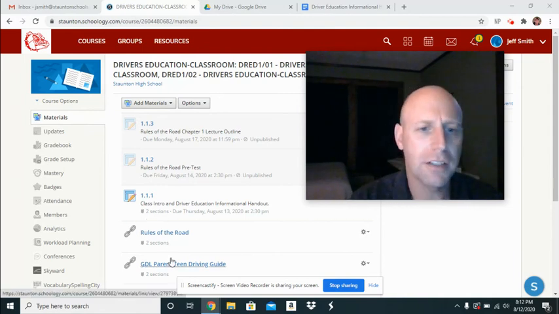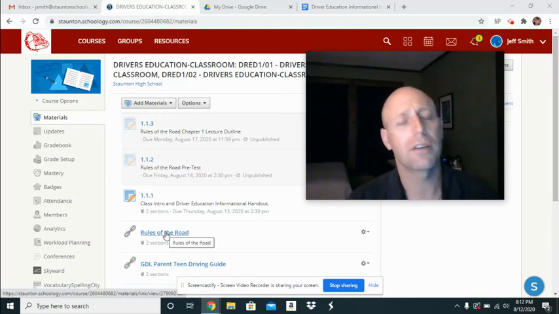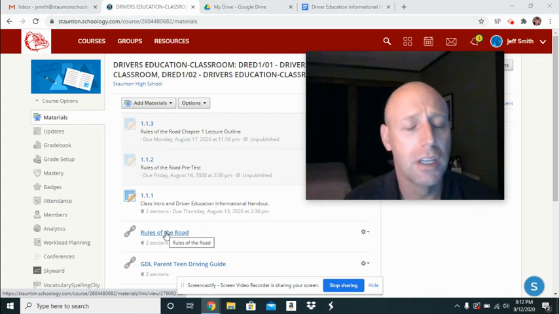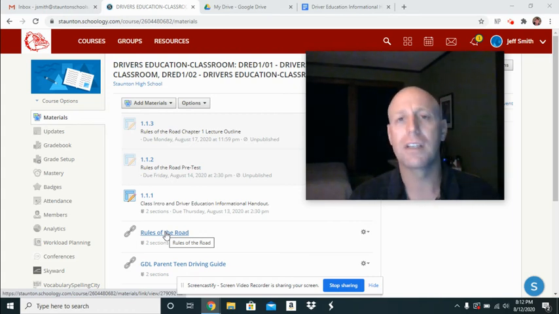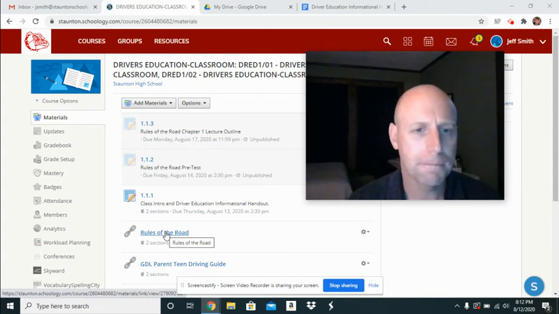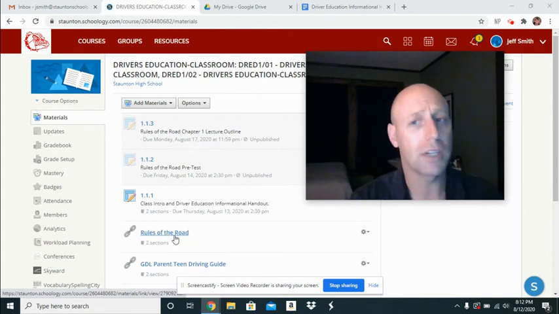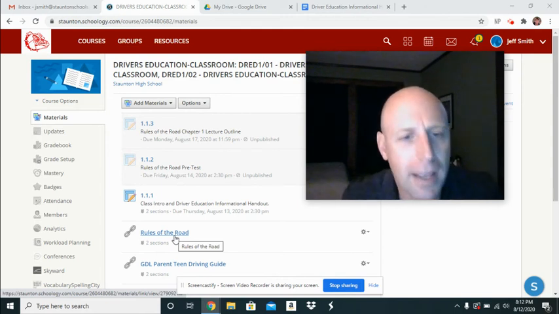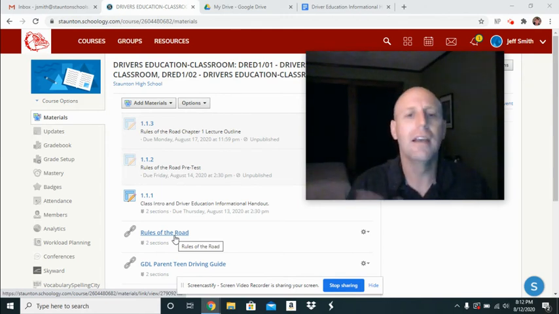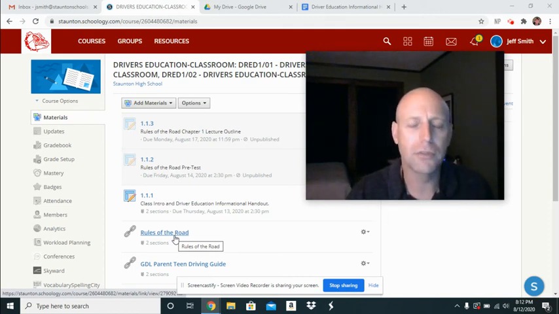You see down here at the bottom that we have two documents that are available to you. These are published by the Illinois Secretary of State's office, which is the portion of our state government that's in charge of governing the roadways. And so we have the rules of the road book, which I also have actual physical copies for you. If you're in class, I'm passing those out today. If you're a remote learner, those are in the pickup tub that's right outside of the main high school doors.